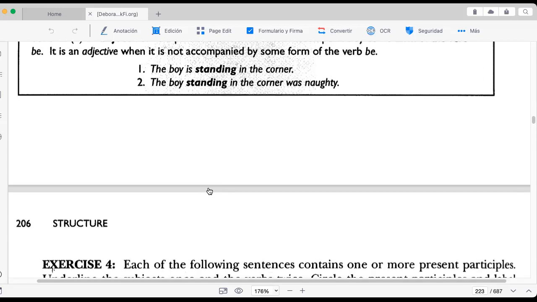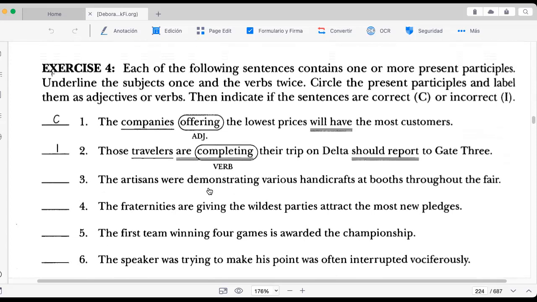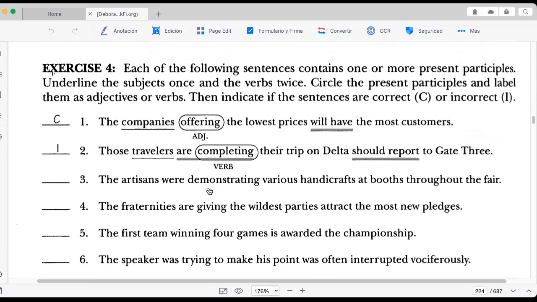Yes. Very good. So we have this information about this exercise, and it goes like this. Each of the following sentences contains one or more present participles. Underline the subjects once and the verbs twice. Circle the present participles and label them as adjectives or verbs. Then indicate if the sentences are correct, C, or incorrect, okay? And we have number one in this example.